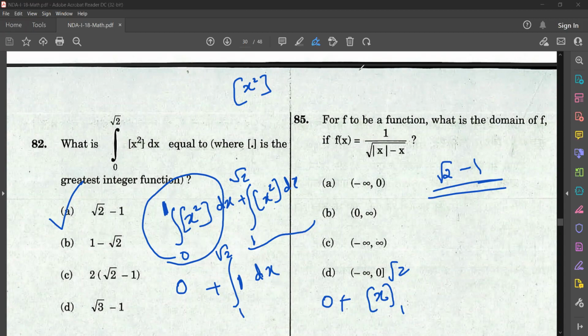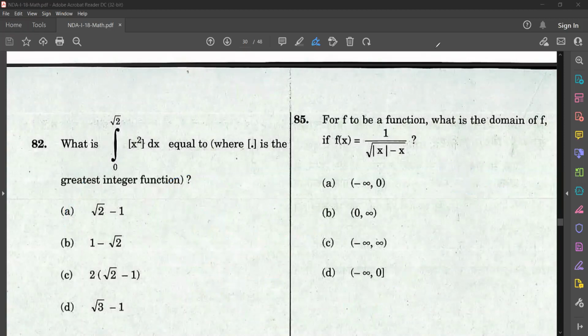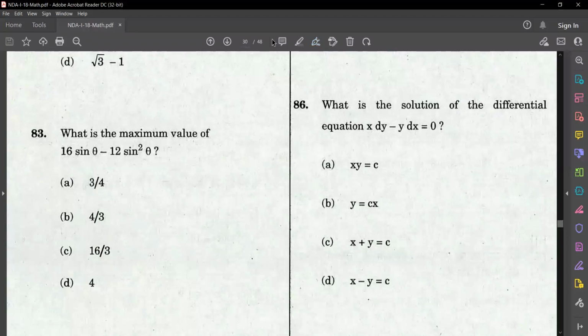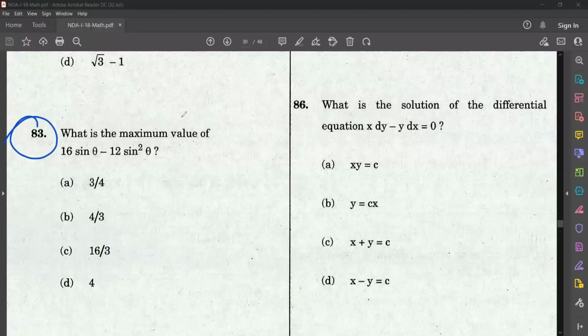Go to the next question, question number 83. What is the maximum value of 16 sin theta minus 12 sin square theta? Maximum value you have to find out. So I'm just taking something common here. I'm taking 12 common here.